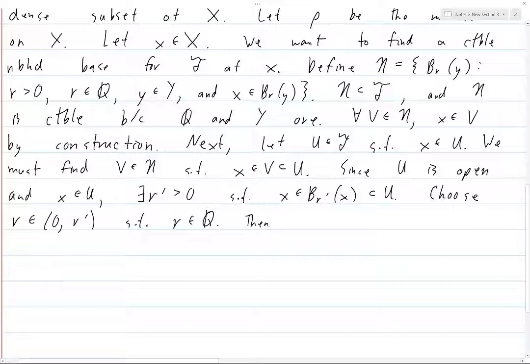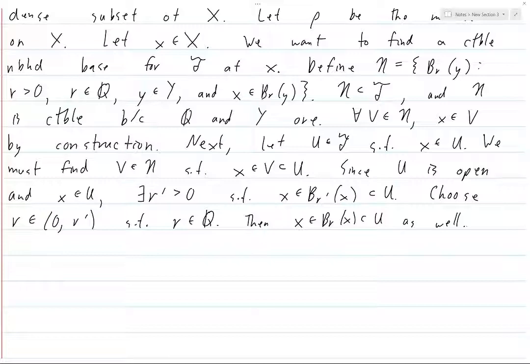Okay, so now we have X in B(R, X), which is contained in U as well. So this is what we wanted: an open ball centered at X with rational radius, which is contained in U. And we can do that because we're working in a metric space. Now we need to prove that there is some element of N contained in U.